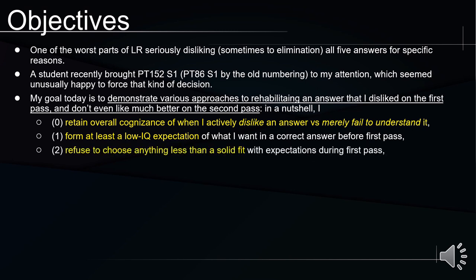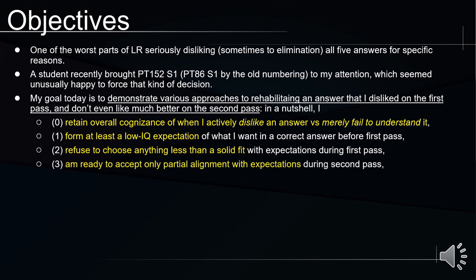That's enough. The next part of my process is to refuse to choose any answer choice that I consider to be less than a solid fit during my first pass through the answers. So again, before I go through any of the answer choices even once, I will try to have a set of expectations on hand. And once I start going through answer choices the first time, I'm keeping my standards very high. I don't want to pick anything that doesn't really speak to me or plug into the expectations that I came up with. But of course, the whole reason we're here is that sometimes that first pass isn't enough.